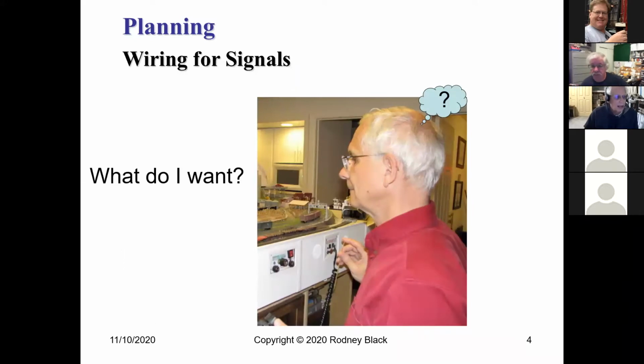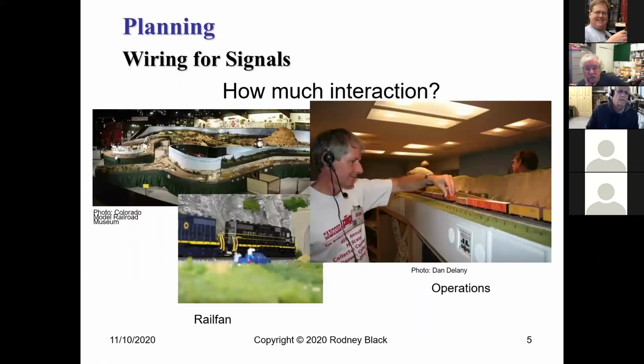Okay, planning. First question, of course, is what do I want? And that's a very open-ended question. So let's see if I can refine it a little bit and ask some sub-questions about it. First one is, how much interaction do I want on my layout? Am I interested in doing a railfan layout in which you just kind of sit and watch the trains go around, museum type of thing, or even in your home layout? Or am I more interested in operations?